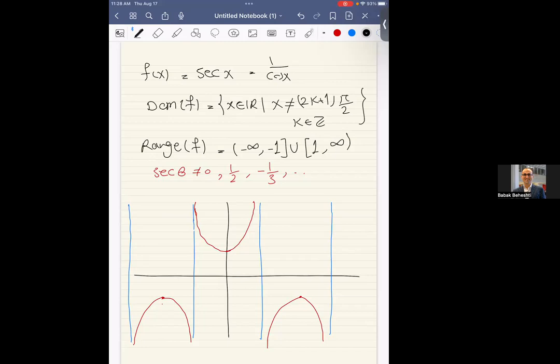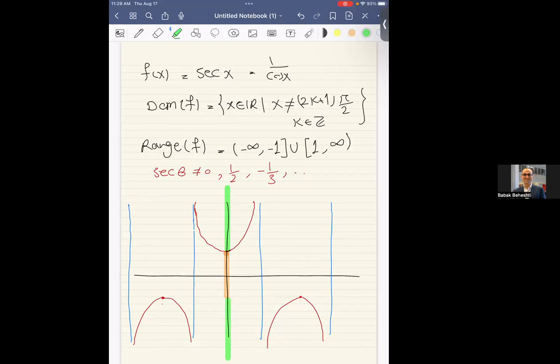You see here, the range is anything but the interval between -1 and 1. So this interval between -1 and 1 is not covered in the range of secant. Okay, so that means the range is everything except this interval between -1 and 1.